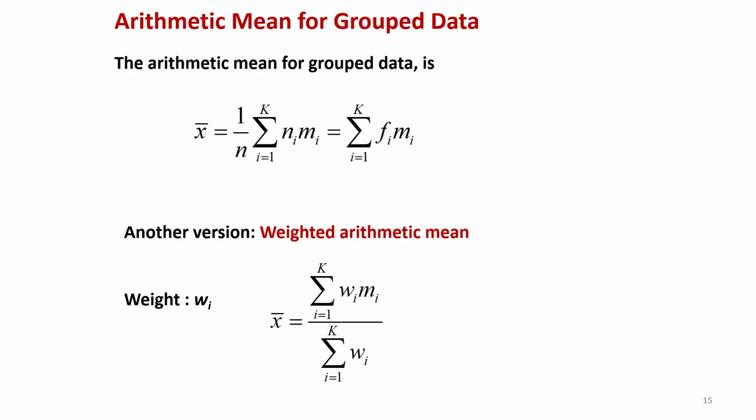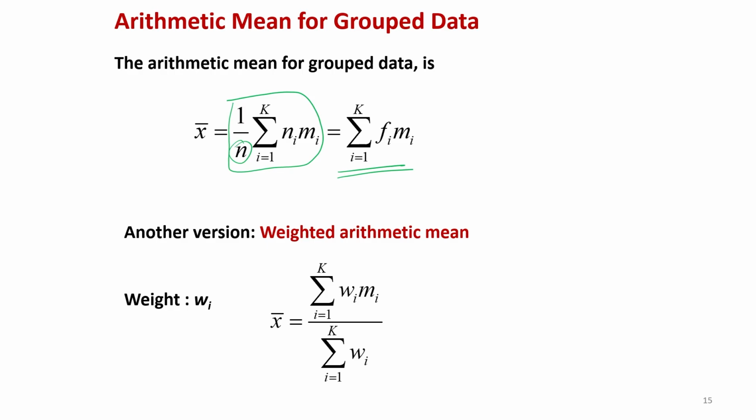Now in this case, the arithmetic mean for such grouped data is obtained by 1 upon n, summation i goes from 1 to k, ni mi. Here mi is the mid value, ni is the absolute frequency, and small n is the total number of observations. This can also be written as summation i goes from 1 to k, fi mi.